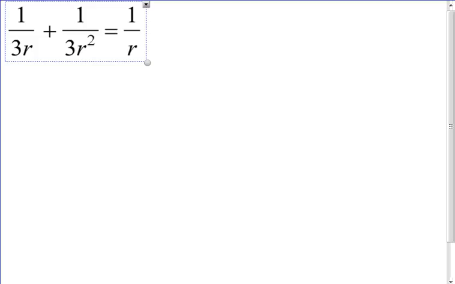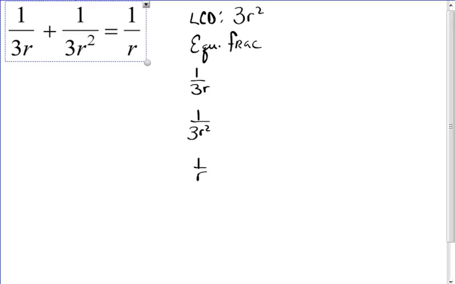Now, we've talked about this before. Least common denominator. This would be 3r squared. I'm going to make equivalent fractions. So that means I'm going to take 1 over 3r and 1 over 3r squared and 1 over r, and I'm going to create them so that they have the same denominator, which would be 3r squared.